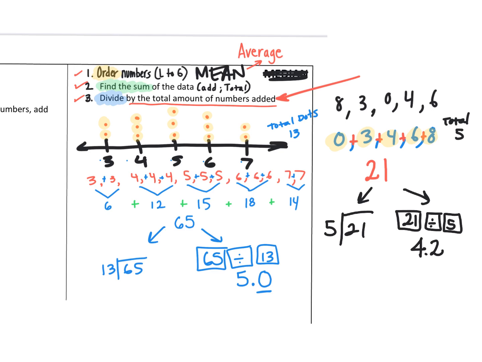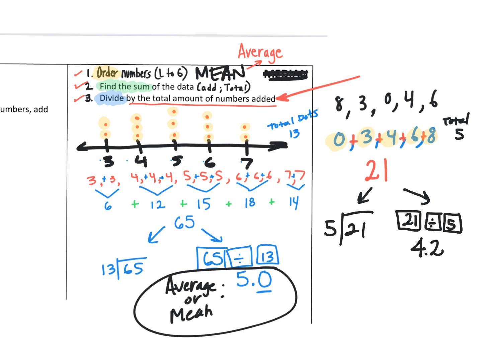4.2 is my answer. Over here on the first one, I want you guys to put average or mean is 5. On this one, my average or mean is 4.2. So now you can see how you do it with data when it's already in a numerical set, or even when it's in a dot plot.